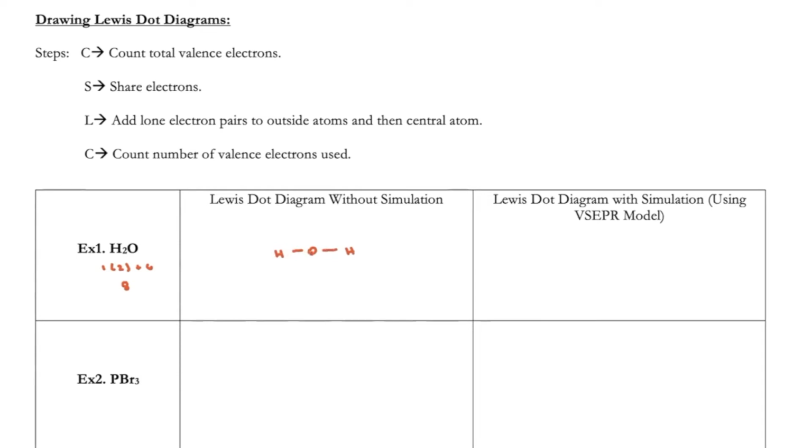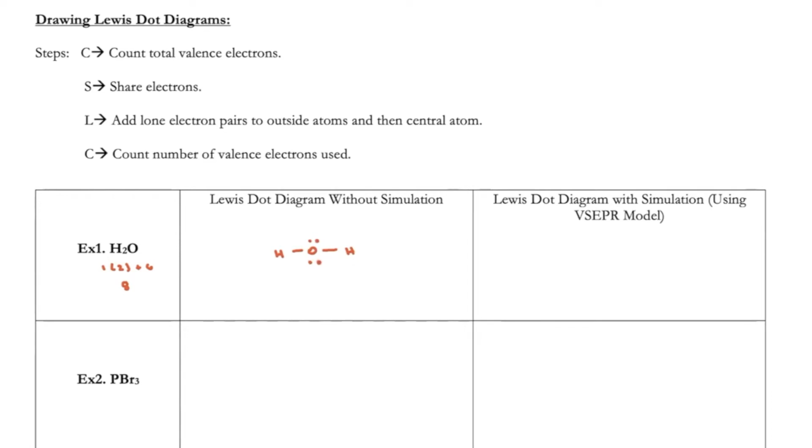Oxygen, however, wants to have a total of 8 valence electrons. So it already has 2 from this bond, 2 from this bond, so it's got a total of 4. So it needs an additional 4 electrons, and we represent that as pairs of electrons. So there are 2 different ways I can draw this. I can draw it with dots, so I can show 2 electrons here and 2 electrons here.